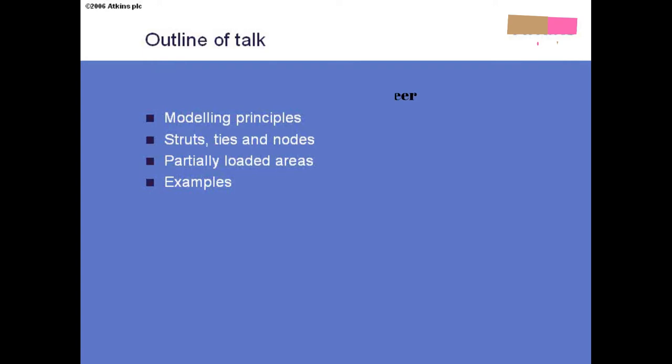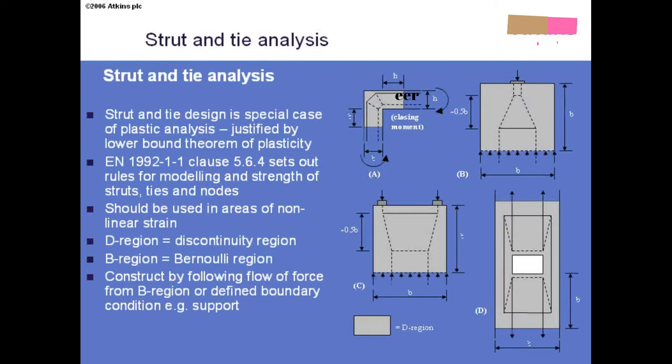So there's a relatively short clause in Eurocode 2 part 1.1 before we actually get into the main rules themselves for design in 6.4. And this clause is 5.6.4, and it really just sets out the background to strut and tie modelling and some of the restrictions on the idealisation approach that you take.